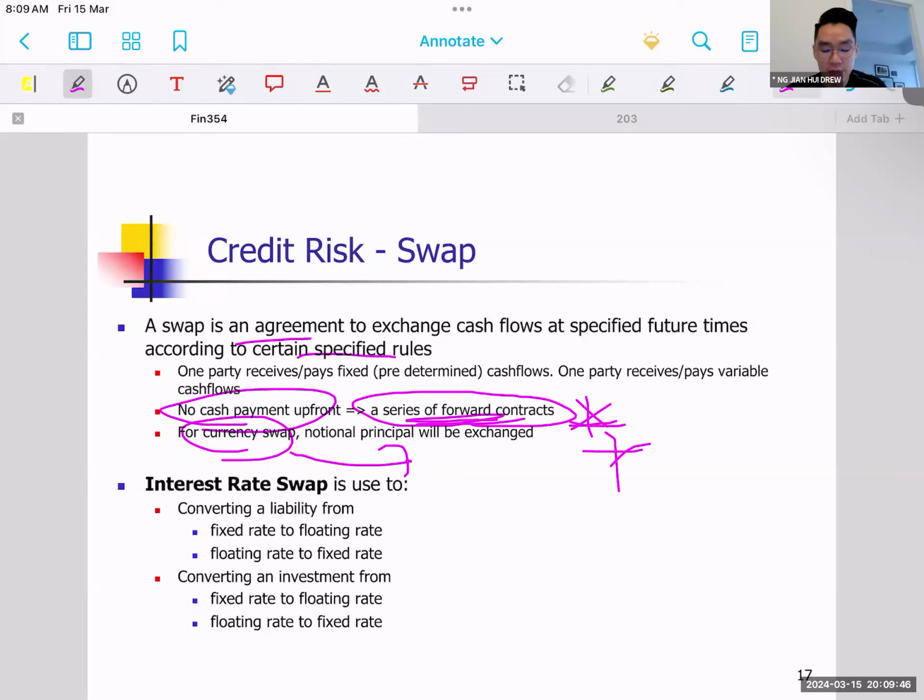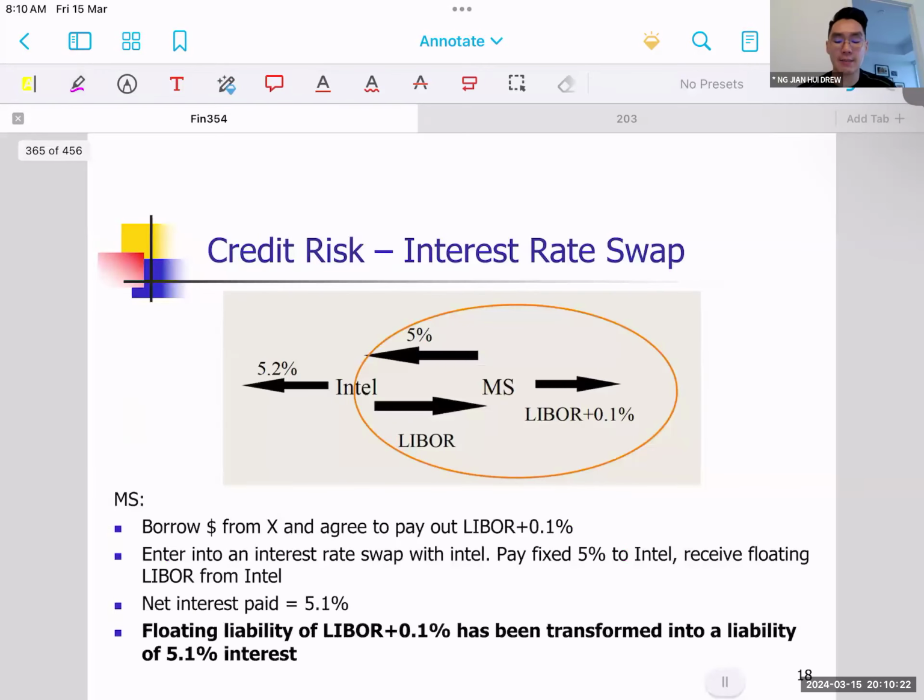I put another star here because this really helps you understand what a swap is. It's just a forward contract, but in multiple forward contracts. We'll go into details on the different types of swaps, but we also have the interest rate swap, which allows you to swap between floating to fixed or fixed to floating rates. We can do it for liabilities, and we can do it for investments, meaning assets. So assets and liabilities can be swapped. Let's look at an example of an interest rate swap here.